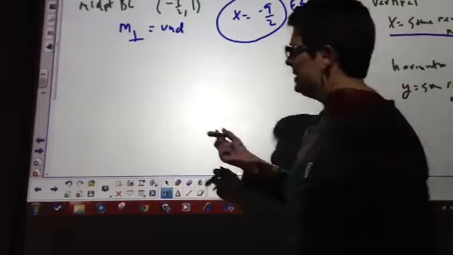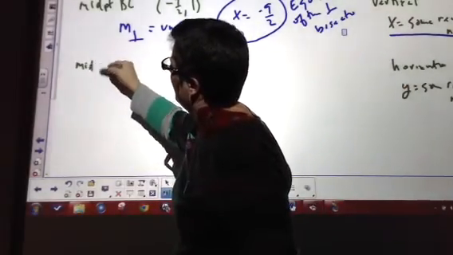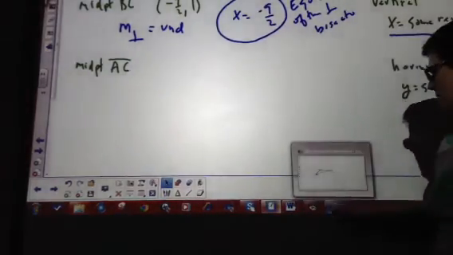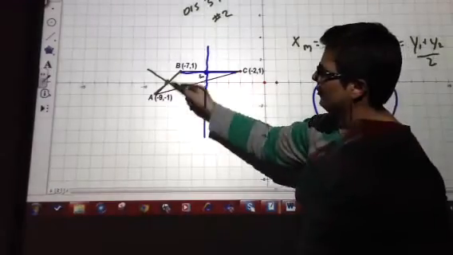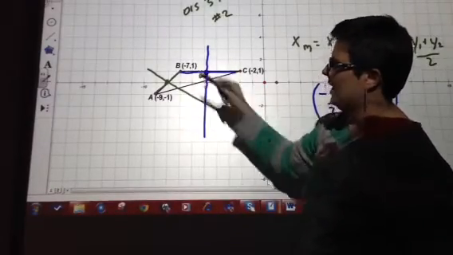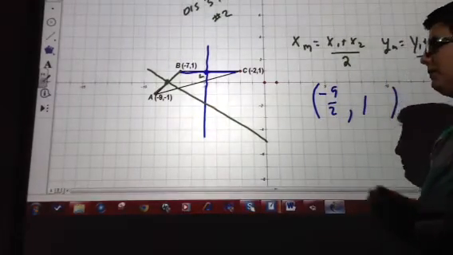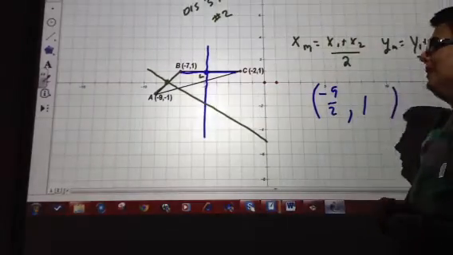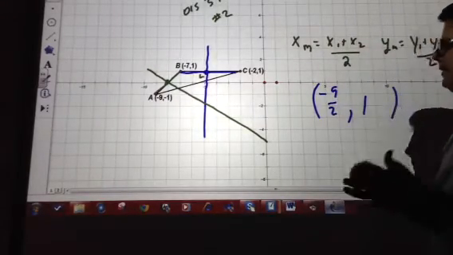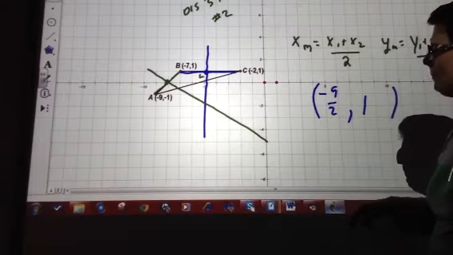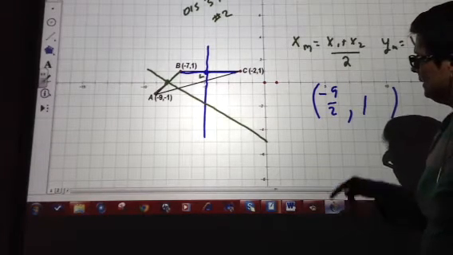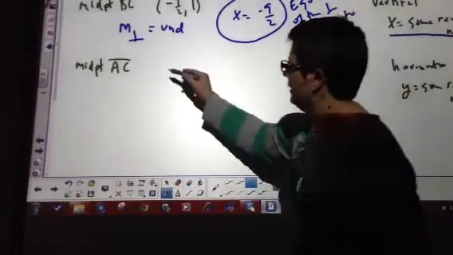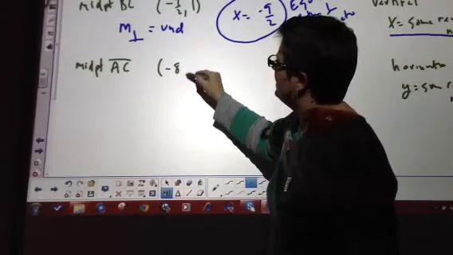Now, the next thing I need to find is the midpoint of segment AC. The midpoint of segment AC would require me to take the average of your x's, which you have -9 plus -7, which is -16, divided by 2 is -8, and the average of the y's. -1 plus 1 is 0. 0 divided by any real number that is not 0 would be a whopping 0. Therefore, the midpoint here has coordinates -8, 0.